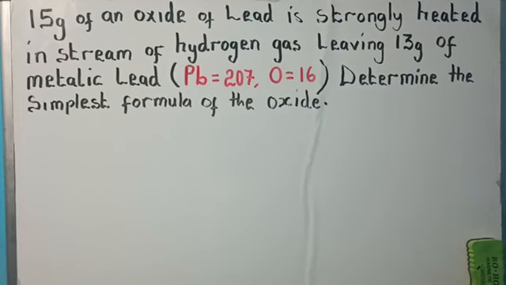15 grams of an oxide of lead is strongly heated in a stream of hydrogen gas, leaving 13 grams of metallic lead. The atomic masses of lead and oxygen are given. Determine the simplest formula of the oxide.